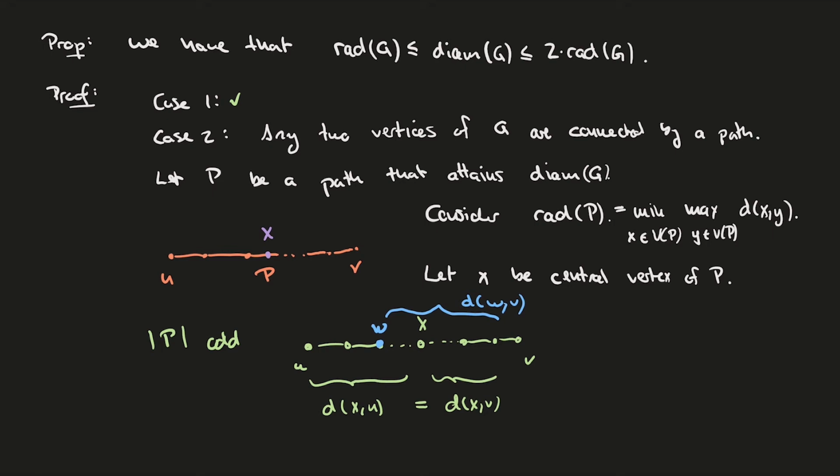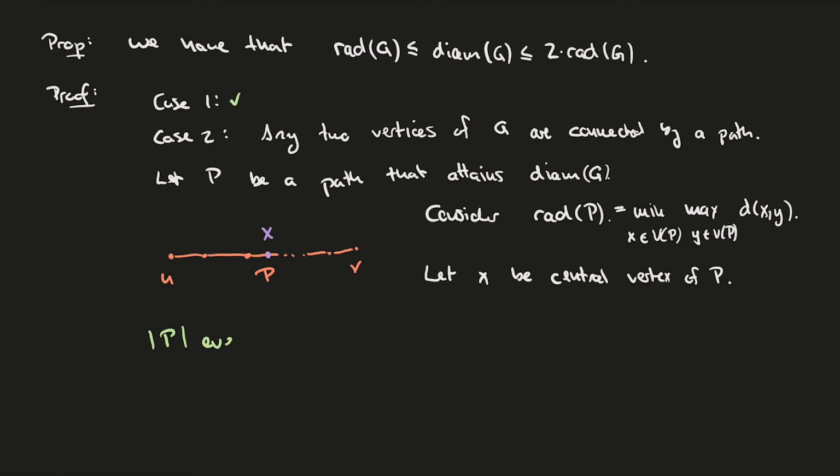But since W is not yet at the midpoint of this path, we can move W over by one vertex and make this maximal distance between it and any other vertex in the path smaller. This shows that W can't be a central vertex. The exact same argument holds for vertices on the right-hand side of X, and these can also not be central vertices, so the only option that remains is that X is at this midpoint if it is a central vertex.